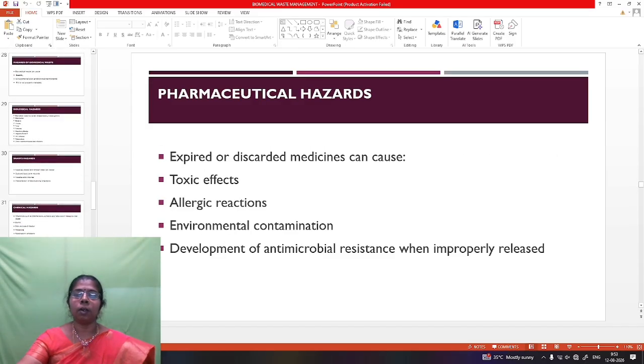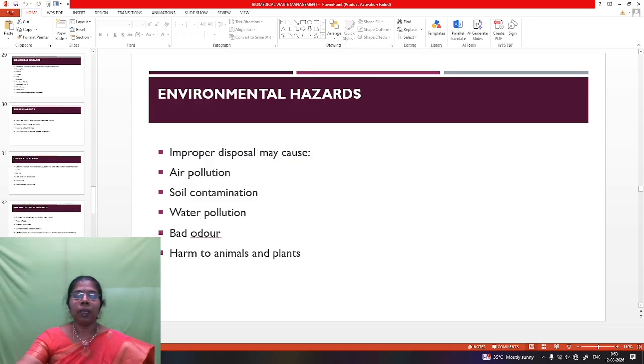And pharmaceutical hazards. Pharmaceutical hazard means expired or discarded medicines can cause toxic effects, allergic reactions, environmental contamination, and development of antimicrobial resistance when improperly released. Environmental hazards: improper disposal may cause air pollution, soil contamination, water pollution, bad odor and harm to animals and plants. So these are the hazards.